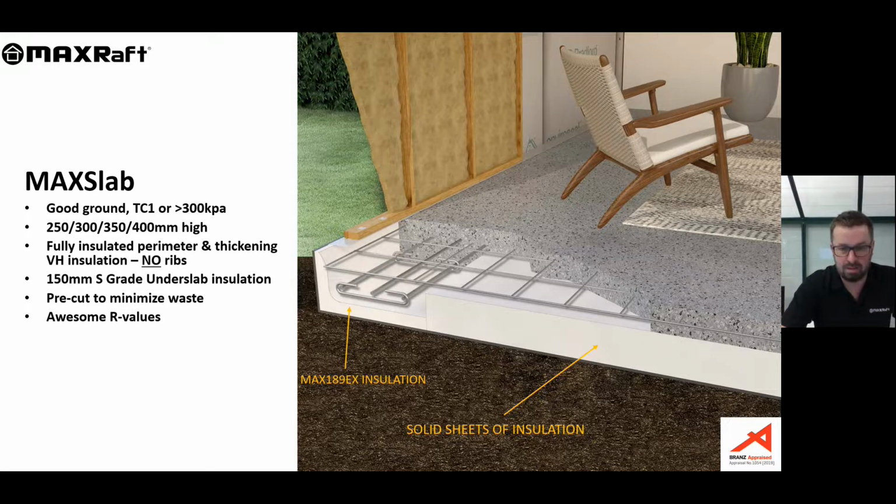The standard heights of a MAXLab slab are 250, 300, 350 and 400 mil. So how that works is, as standard, we have a 100 mil slab, and the insulation underneath on a 250 would be 150 mil thick, or 200 mil thick on a 300, and so on. The height of this, though, can be adjusted. Say, for example, you need a 120 mil slab, then we just adapt the insulation underneath. MAXRaft is a great option with or without underfloor heating if you're on good ground.